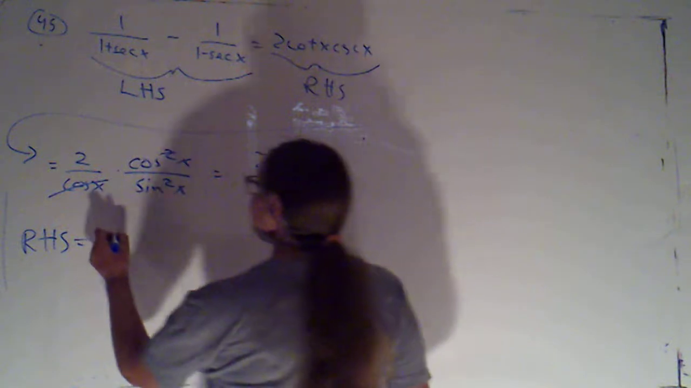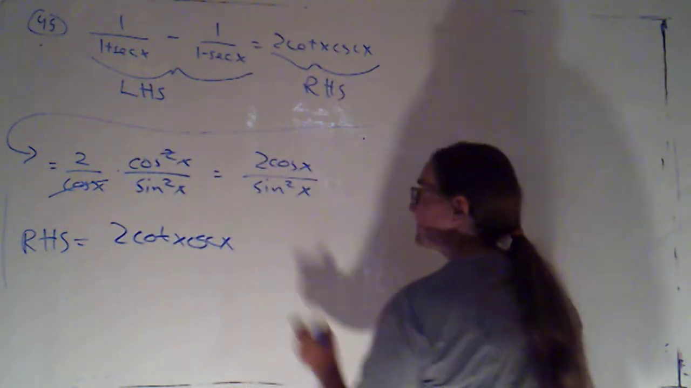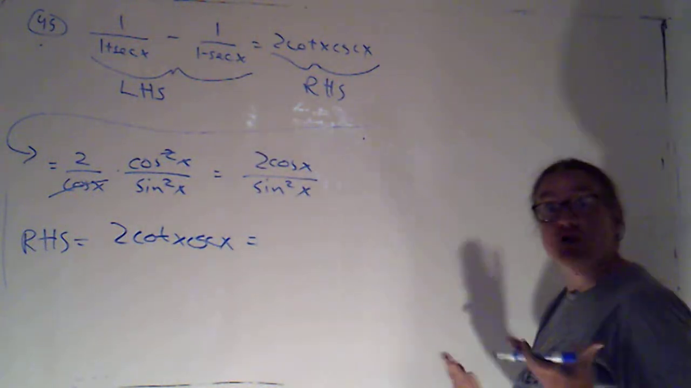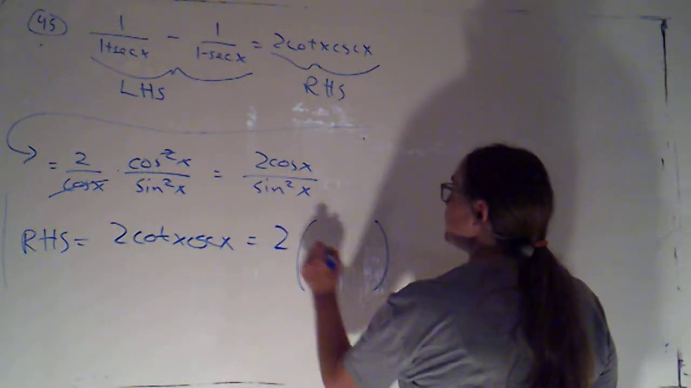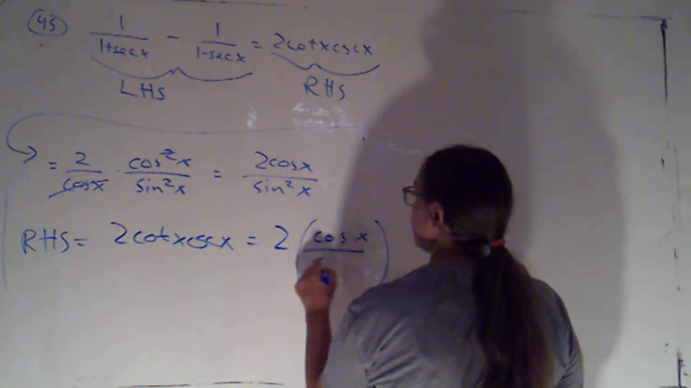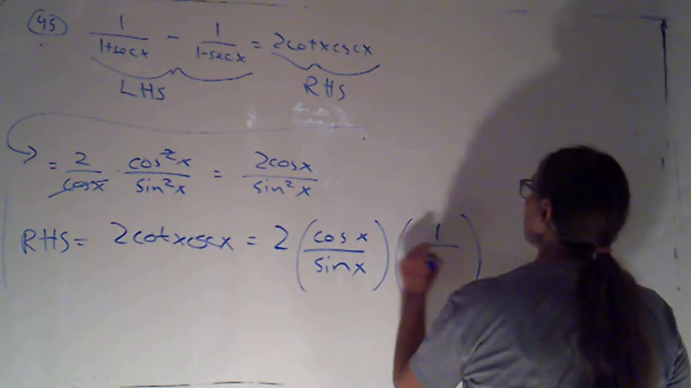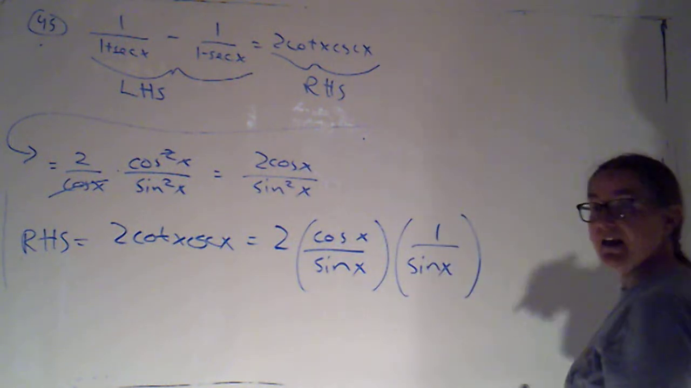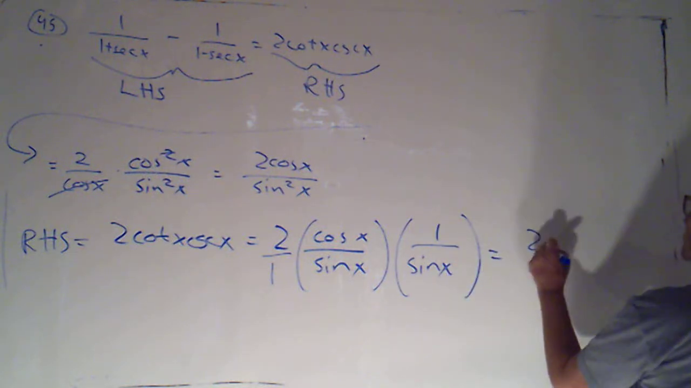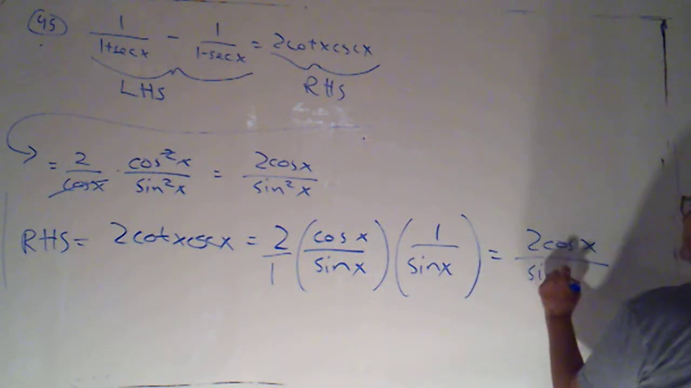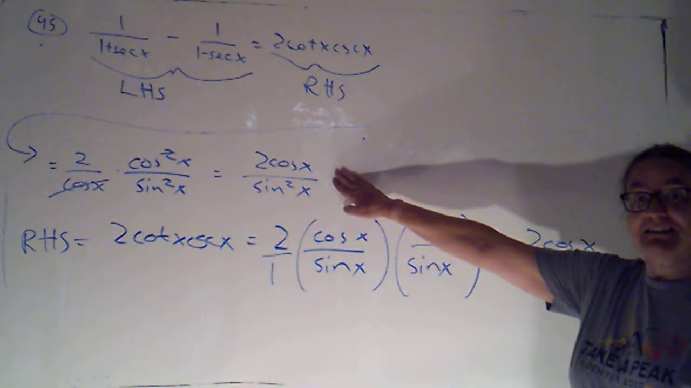But the right-hand side is 2 copies of cotangent x times cosecant of x. So I'm going to write that in terms of sines and cosines. So again, I'm connecting it with an equal sign. That's 2 copies of cosine of x over sine x, which is how I would write cotangent of x. Cosecant of x is 1 over sine x. If I want, I can write that 2 over 1. Then if I multiply this out, I'm going to get 2 cosine x over sine squared x. That's what I got when I simplified the left-hand side too.